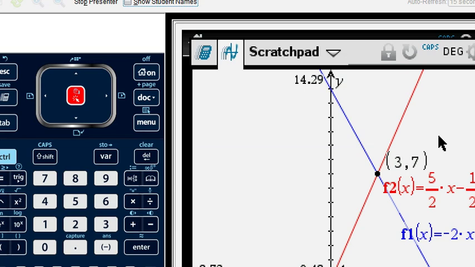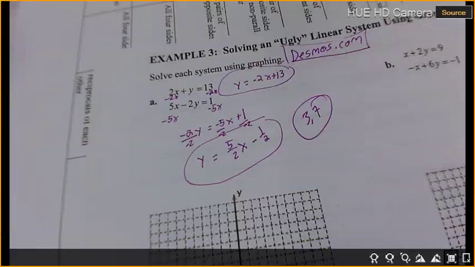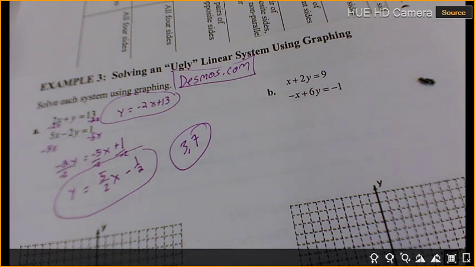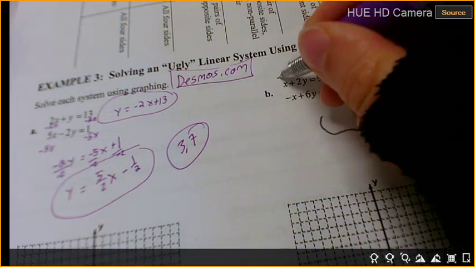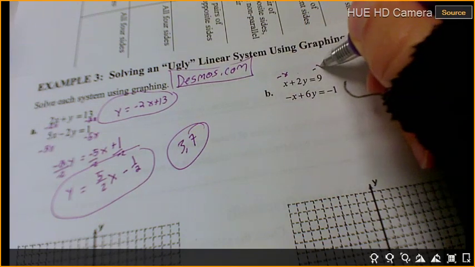Okay, so if we go back to our paper, we're going to try number 2. So remember, they need to be in y equals form in order to do this. Y equals mx plus b. So I'm going to subtract x from both sides here.